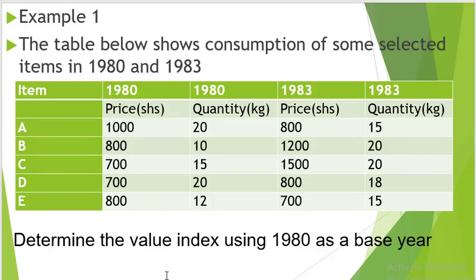The table below shows the consumption of some selected items in 1980 and 1983. We have items, we have 1980 prices, 1980 quantities, 1983 prices, 1983 quantities. Determine the value index using 1980 as the base year. Now 1980 is the base year. This column is going to become our P naught. This column is going to become our Q naught. This column 1983 is going to become our Pn. And finally this column is going to become our Qn.